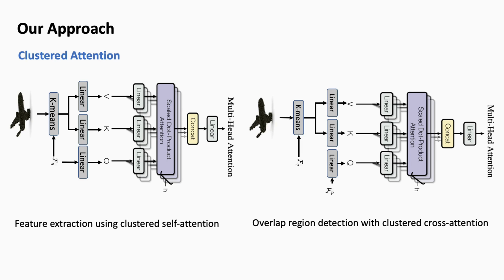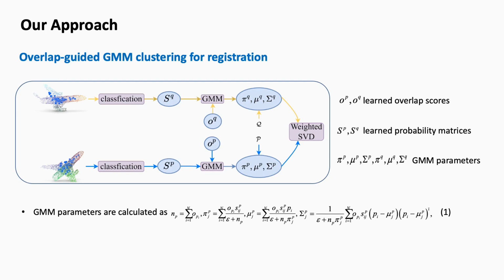Cross-attention is a typical module for point cloud registration tasks, which performs feature exchange between two input point clouds. It can be accomplished in a similar way to clustered self-attention. After obtaining the learned overlap scores, we can calculate the GMM parameters based on equation 1. Our method can handle registration with partial overlaps and density variations.